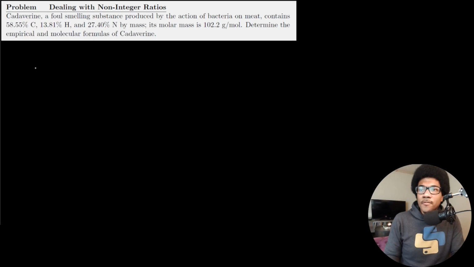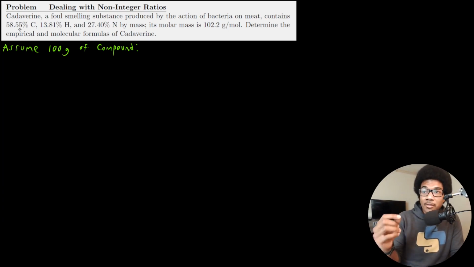So the first thing that we want to do here, we have all of our mass percentages. The first thing we want to do is determine the empirical formula. In order to do that, we want to get the number of moles that are present in a particular sample of cadaverine. So again, like we did in the last video, the first thing that we're going to do is assume 100 grams of total compound. That just makes the math easier for us. That means that we can take these percentages and turn them directly into masses.